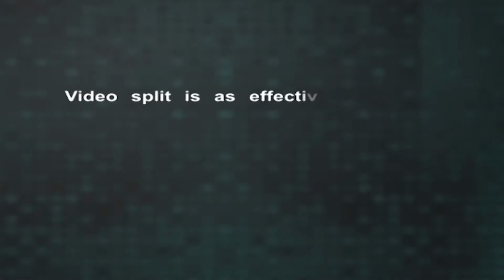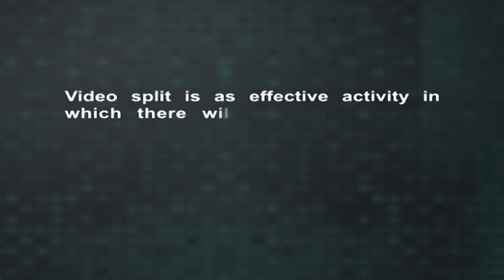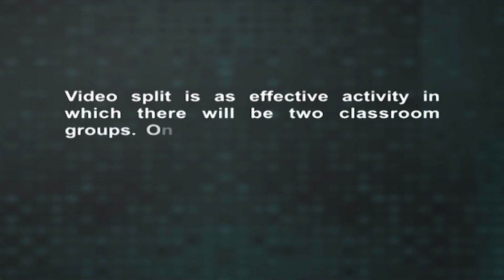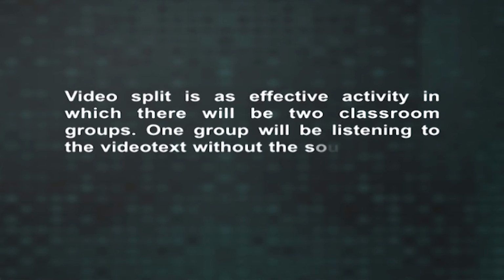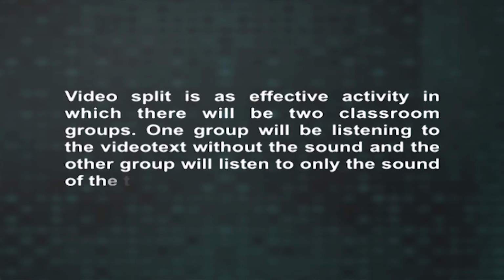Video split is an effective activity in which there will be two classroom groups. One group will watch the video text without the sound and the other group will listen to only the sound of the text. One listener is paired with one viewer and the pair is asked to recreate the script. Later, they compare the product with the original text.